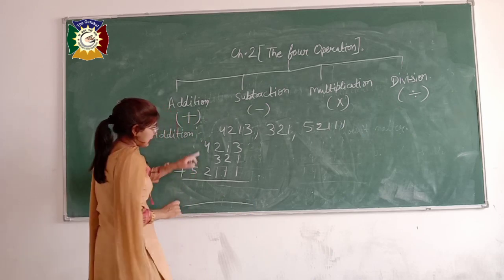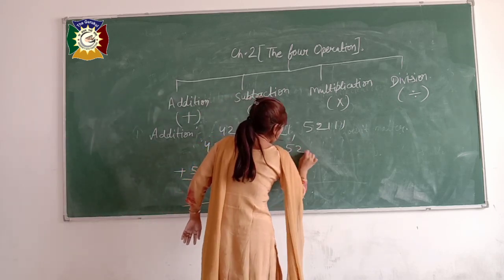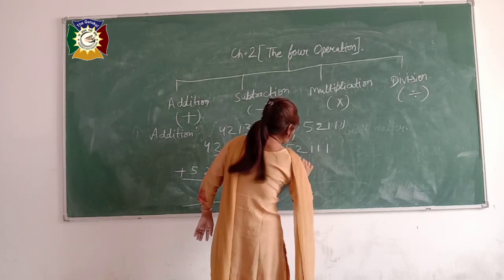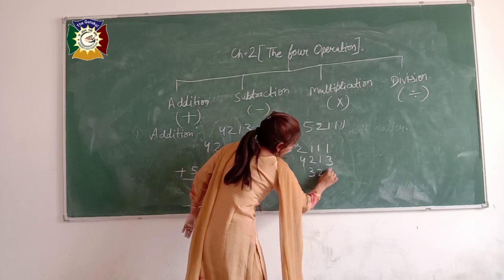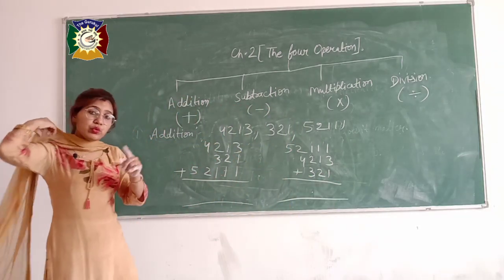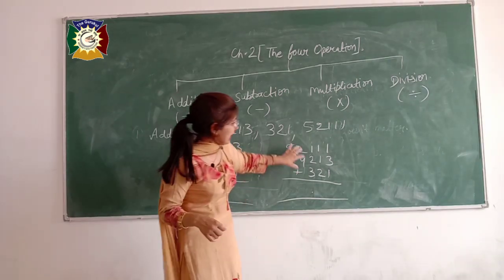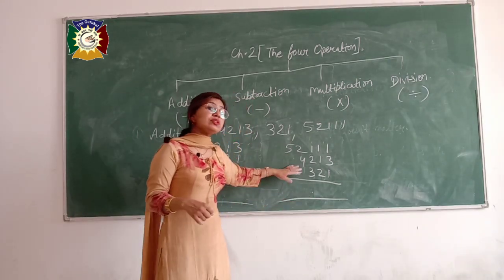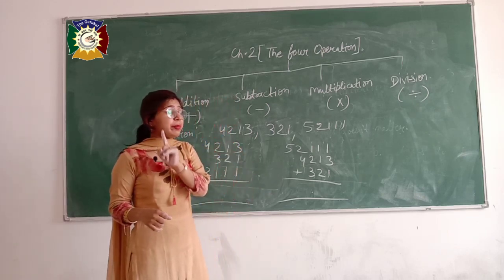Now if you add it like this, or you can add it like this, 5, 2, 1, 1, 1 and then 4, 2, 1, 3 and then 3, 2, 1. It depends on you how you want to add the numbers. If you add these 3 numbers this way or that way, in both the cases you will get the same answer.